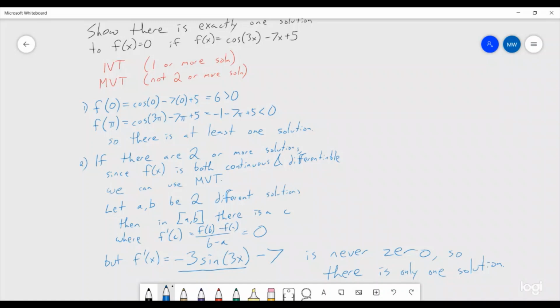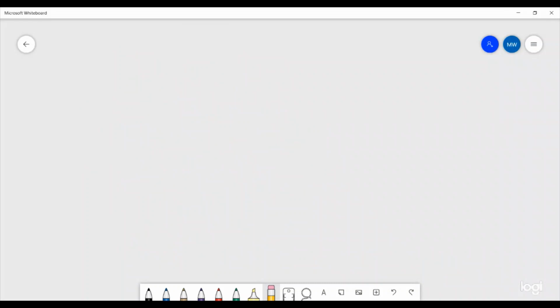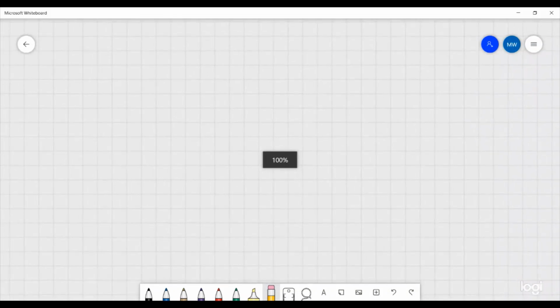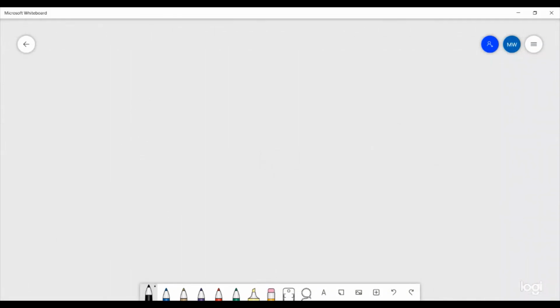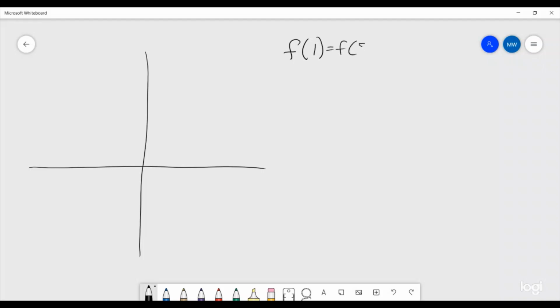Alright, for our next one, we are going to try and graph a function. Okay, so we got a place to graph something, and we are going to have to graph a function that satisfies the following requirements. We have f of 1 equals f of 5 equals 3. We have f of negative 5 equals 0. We have f of 3 equals negative 4.